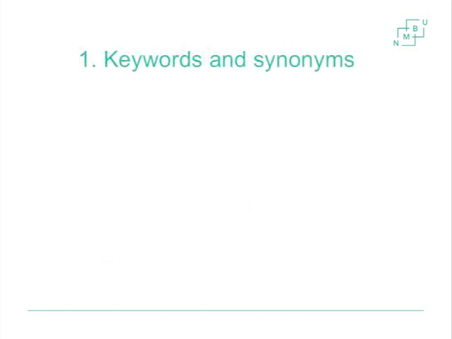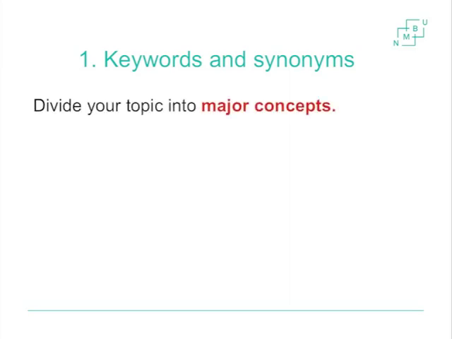Let's start with keywords and synonyms. When searching for academic literature, you can't just write your whole topic in one sentence into the search engine or database. You won't get results doing so. Therefore, you need to divide your topic into major concepts. These are called keywords and will make the frame for your search.